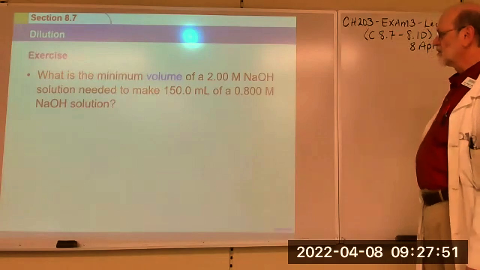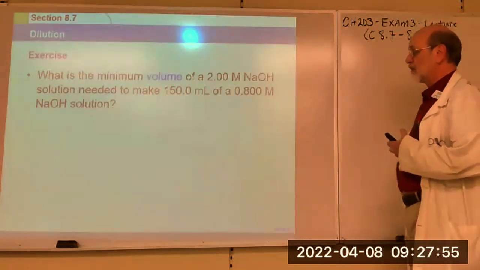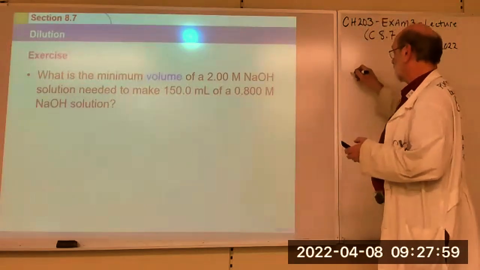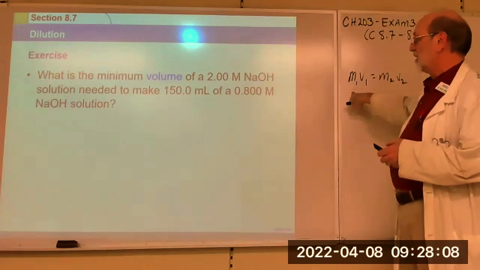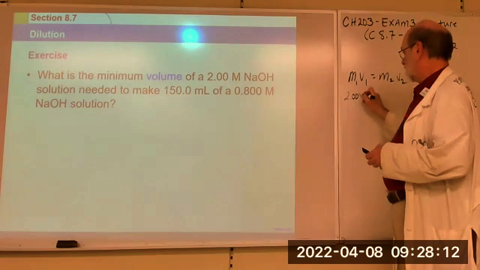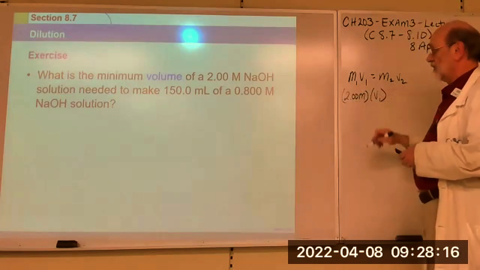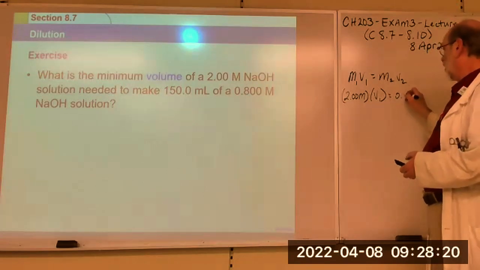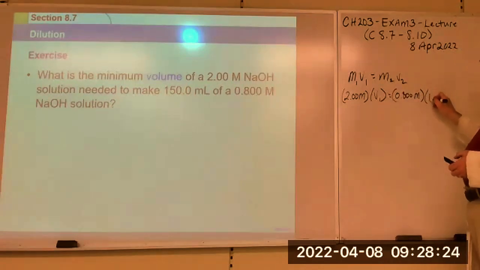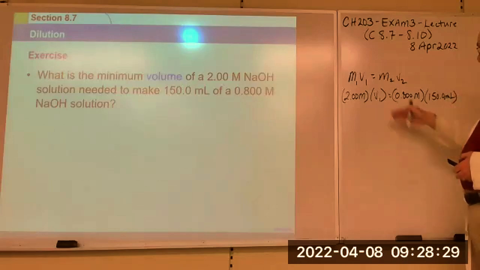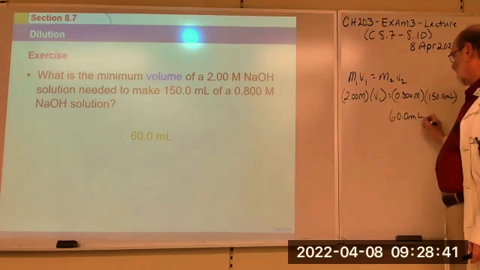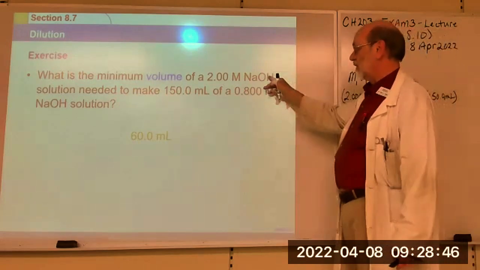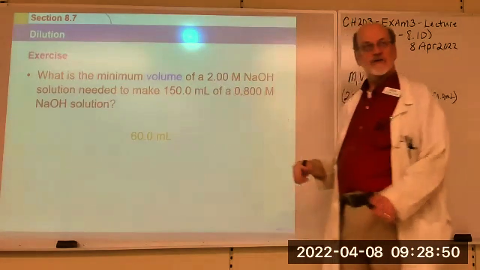What's the minimum volume of 2 molar sodium hydroxide solution needed to make 150 milliliters of 0.8 molar sodium hydroxide solution? All right, in this case, we can use M1V1 = M2V2. So if this is the concentrated side, we need to have 2 molar, and then this is our unknown. How much of that do we need to bring over to give us a 0.8 molar solution and 150 milliliters of it? So we solve for V1. That one times that one divided by this one. Just got the answer: 60 milliliters. So that means we need 60 milliliters of the concentrated, diluted to that volume, gives us this concentration.